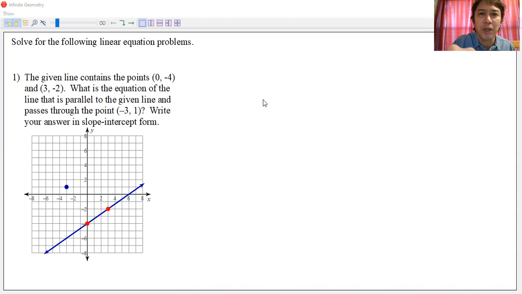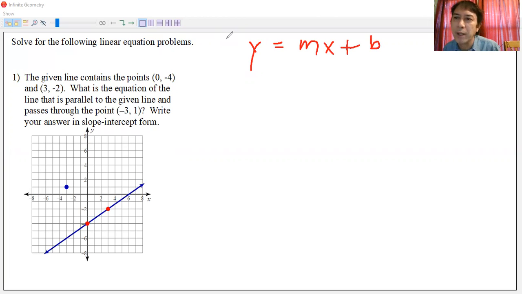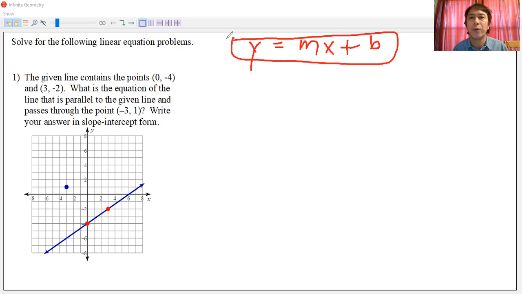Now, the slope-intercept form has this form: y = mx + b, where m is the slope and b is the y-intercept. Before we can do this, we need to make use of the slope of the given line and then use the point (-3, 1), and then transform the equation into this form. That's how to write the equation in this form. So let us have the given.